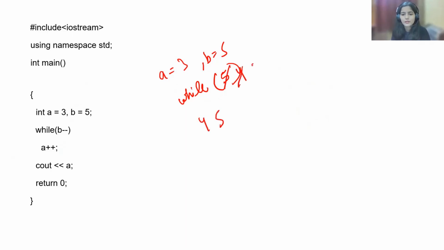Then b will be 3, then a value will be 6. Then b will be 2, the a value will be 7. Then b will be 1, a value will be 8. And when b will be 0, the condition for the loop will become false and we will come out.